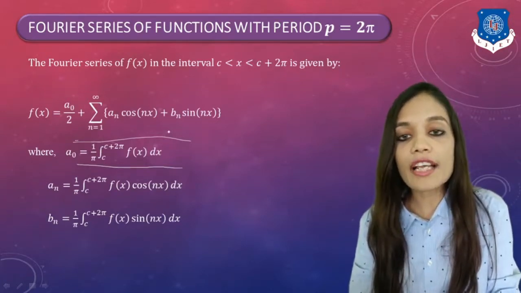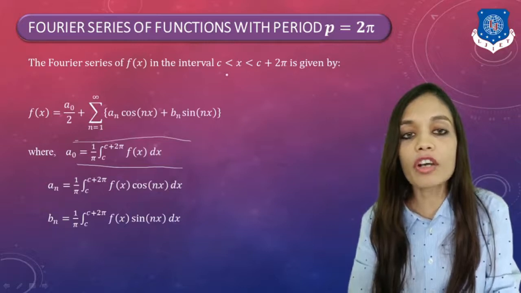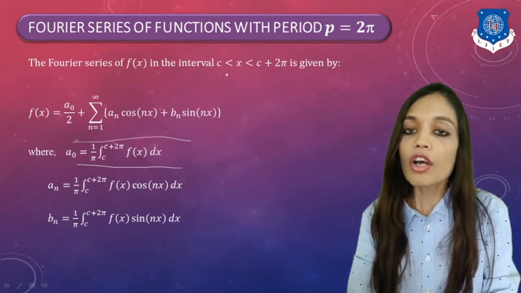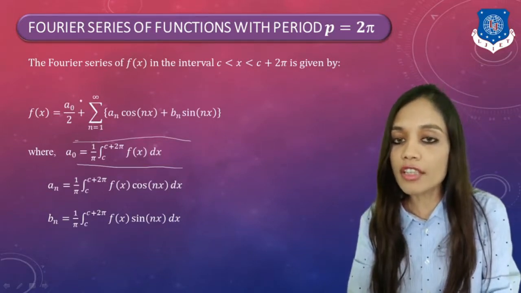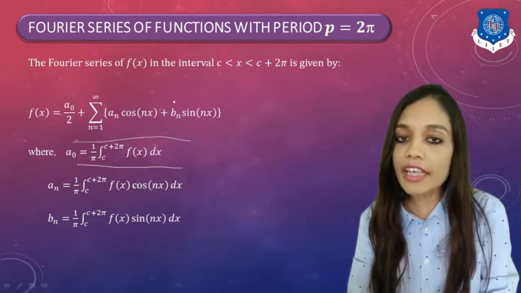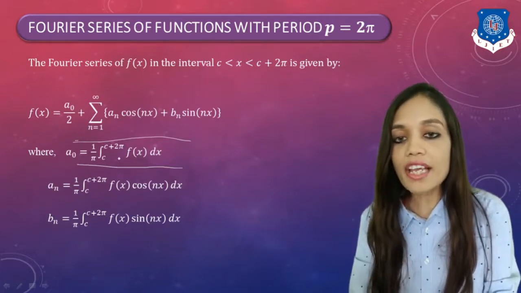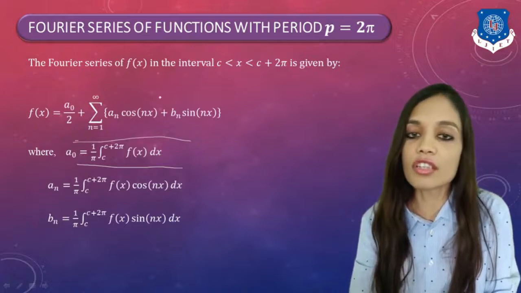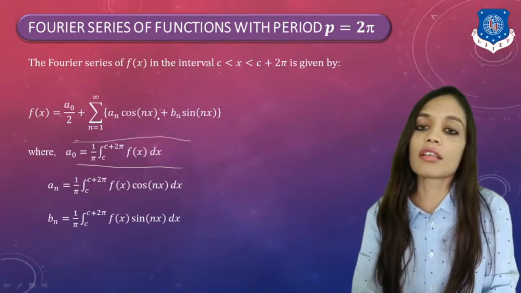So whenever you are asked to find the Fourier series of a periodic function with period 2 pi, what you have to do? Find the value of a0, an and bn by using these formulas and put that value in our Fourier series and you will get the answer, right?